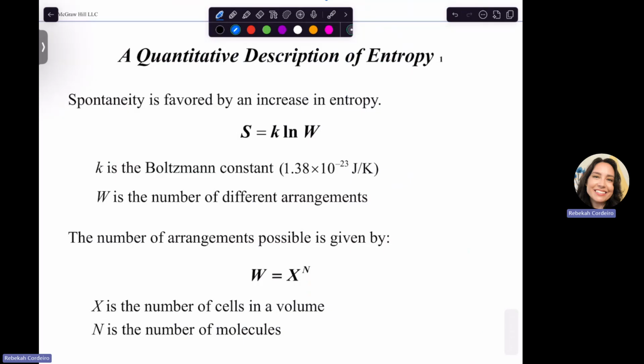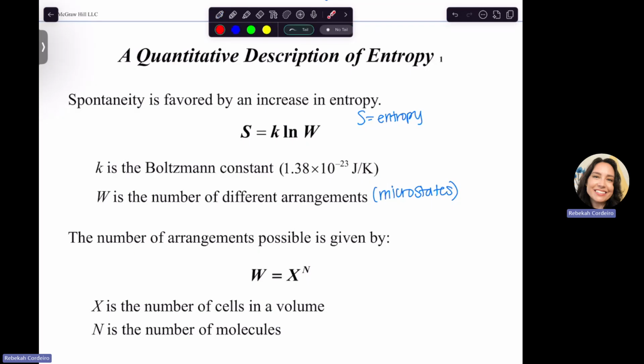Entropy can be given by this formula. So S is our entropy, equal to K, which is called the Boltzmann constant, times ln W. And W is the number of different arrangements. Sometimes we call these microstates. Each arrangement is called a microstate. So like imagine that you take a picture of each arrangement. That's one microstate. So W is just counting how many of those.